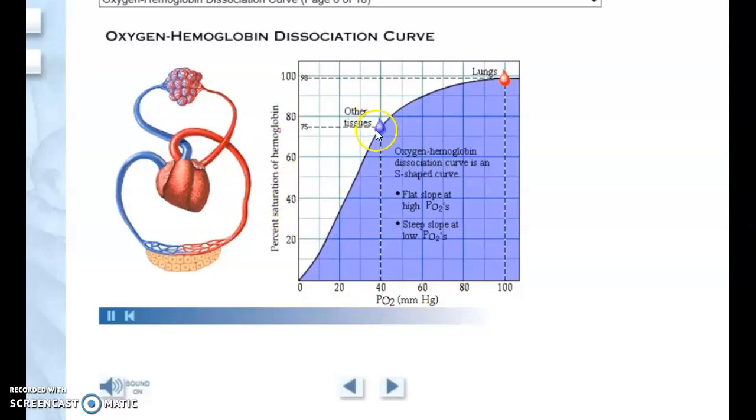But most of the time, around 75% is one of the lower saturation rates in our body. So most of that blood that's circulating back is still 75% saturated, but we go from 75 to 98% saturated for most blood cells once we get back here at the capillaries around the alveoli.